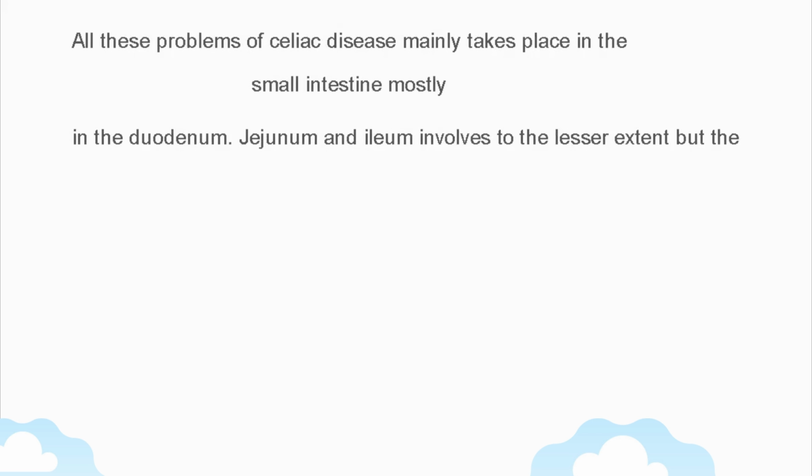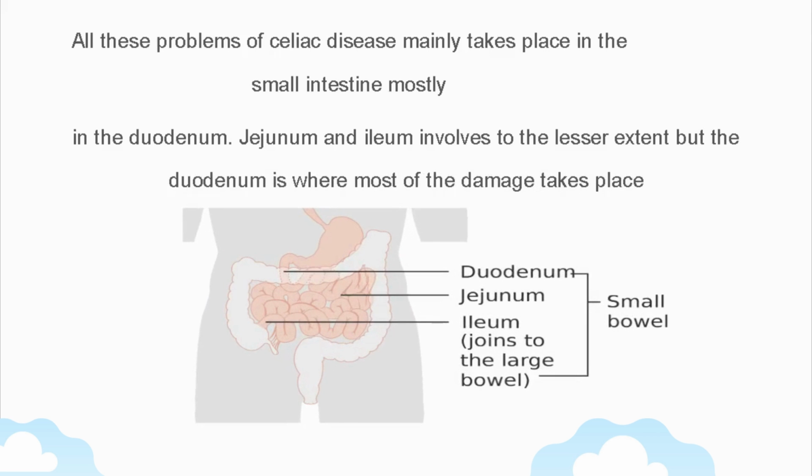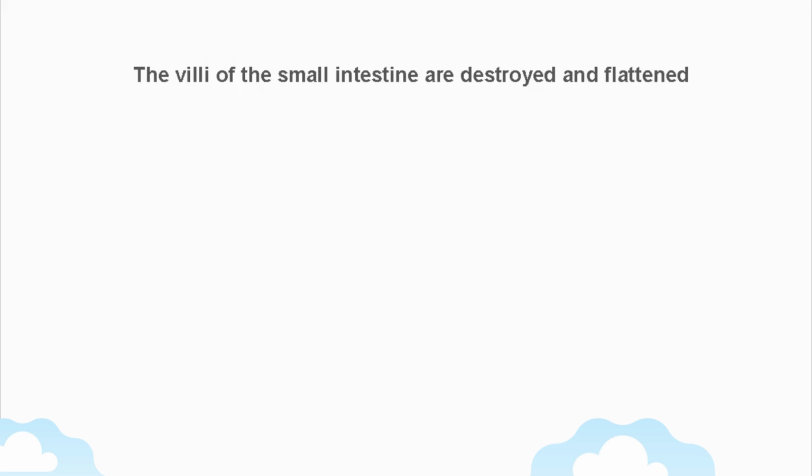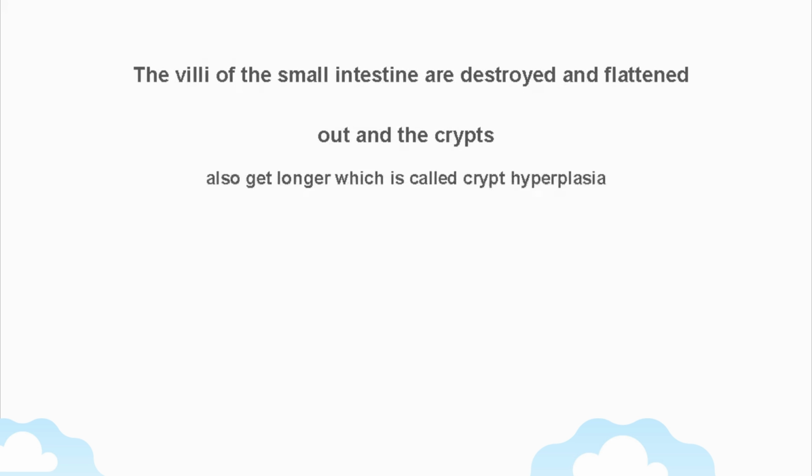All these problems of celiac disease mainly take place in the small intestine, mostly in the duodenum. The jejunum and ileum are involved to a lesser extent, but the duodenum is where most of the damage takes place. The villi of the small intestine are destroyed and flattened out, and the crypts also get longer, which is called crypt hyperplasia.